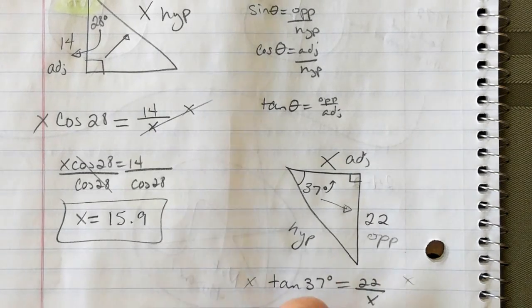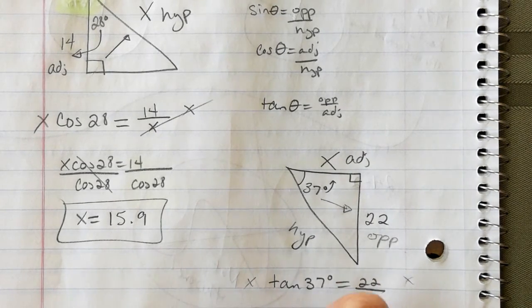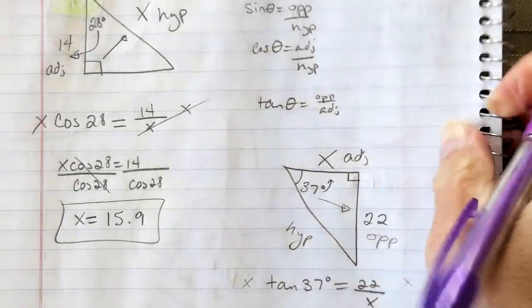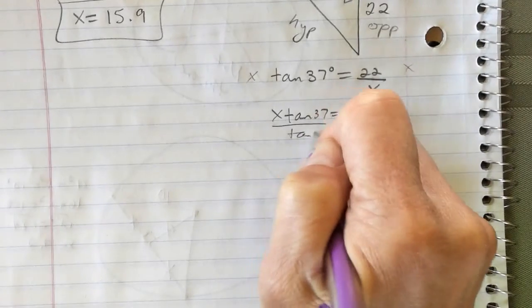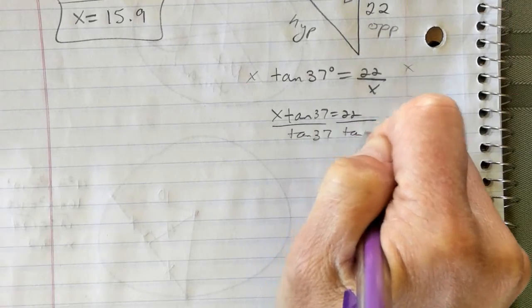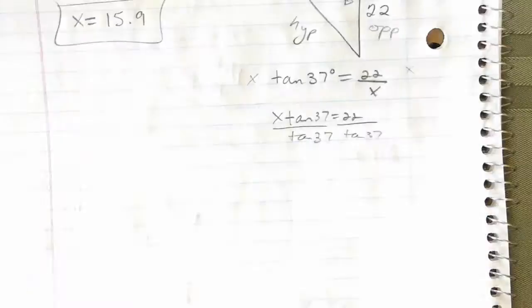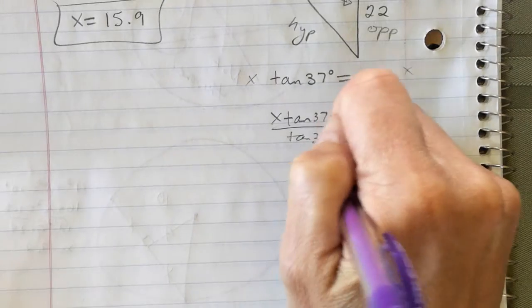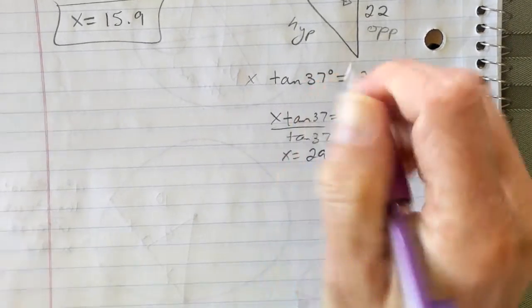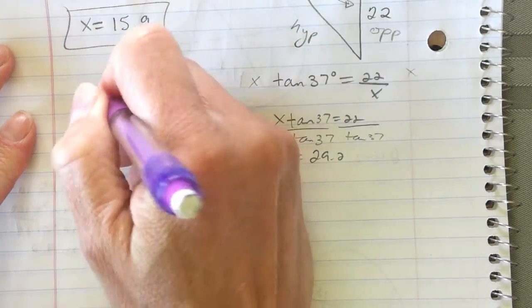We'll multiply away the x. And I just realized you can't see that. Divide away the tangent of 37. And I'll type this so you guys, if you're doing this at home, you can just check to make sure. So that is about 29.2. I'm going to do one more quick one.